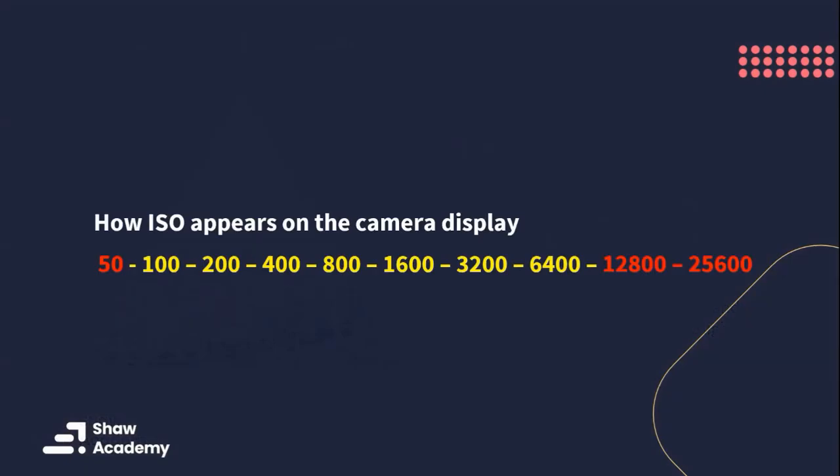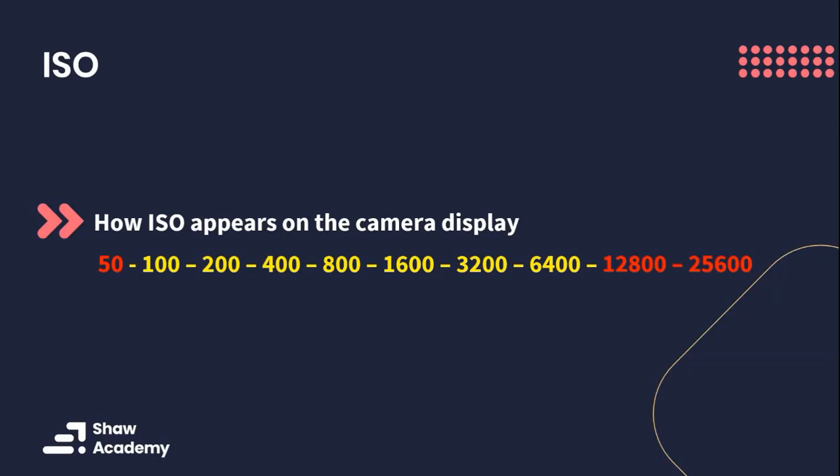Now, ISO usually appears on the camera display like this. We've got the 50, the 12,000 and the 25,000 highlighted in red for a particular reason. But these are your typical ISO values. As you can see, it pretty much doubles every single time. Again, you may find more numbers on your cameras between each of these values, but there's a particular reason that we're only looking at these values right now.